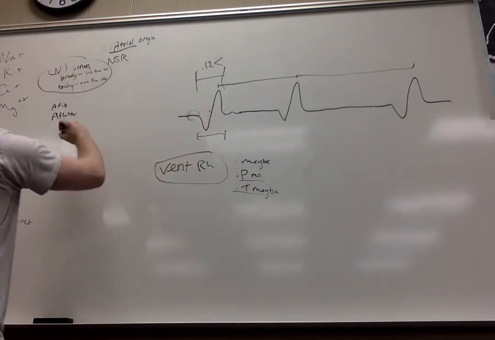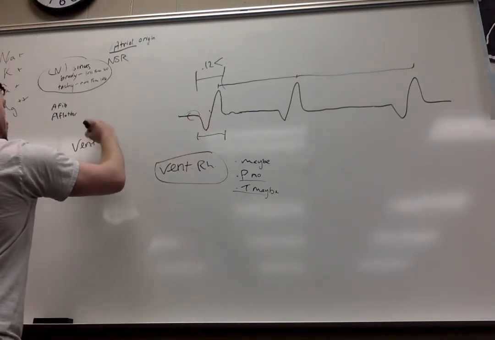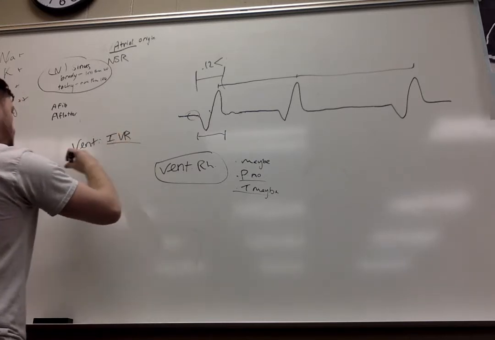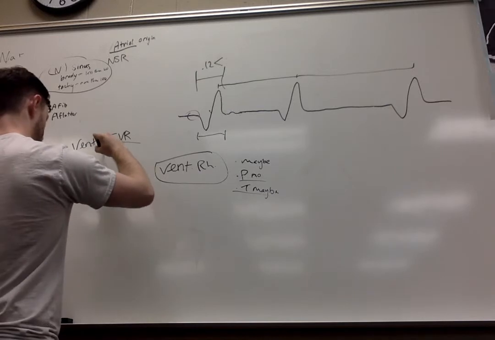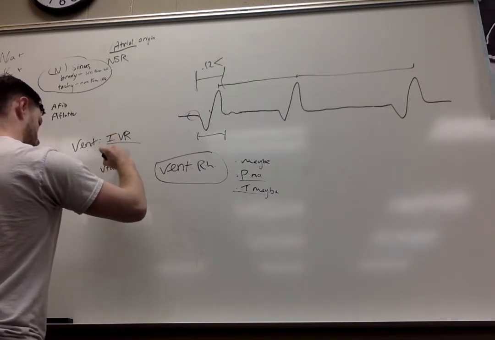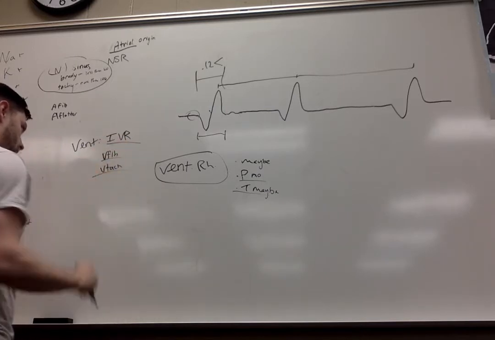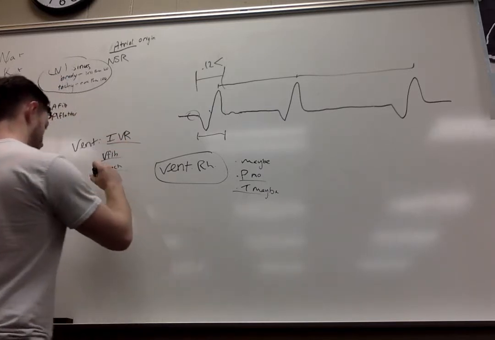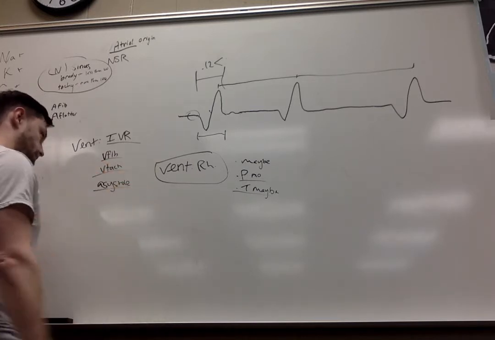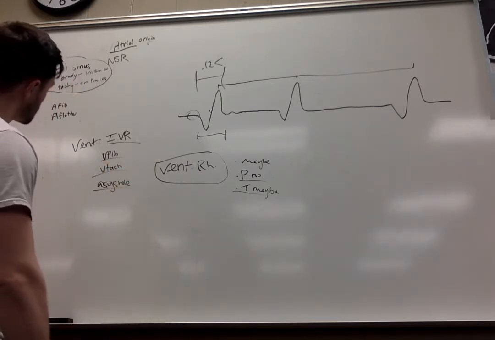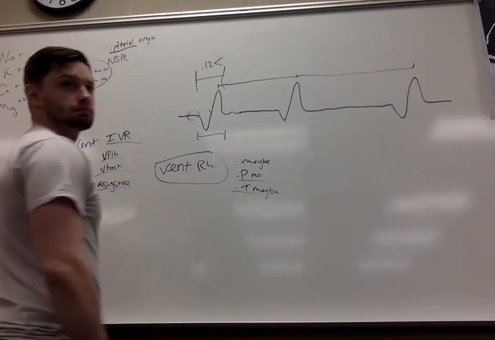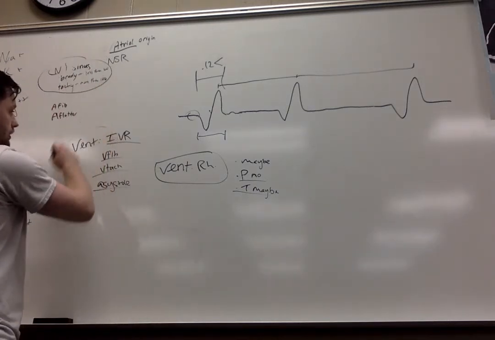So the ventricular rhythms: IVR, I would underline IVR, VFib, VTAC, I would underline VFib, I would underline VTAC. Technically asystole is asystole. Underline that one. We'll go over blocks. That'll be our last thing. Okay? These are ventricular rhythms.